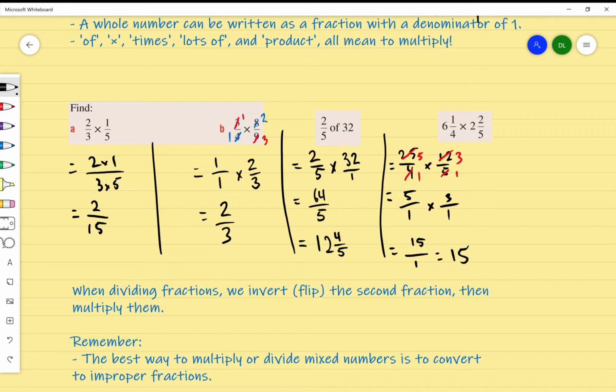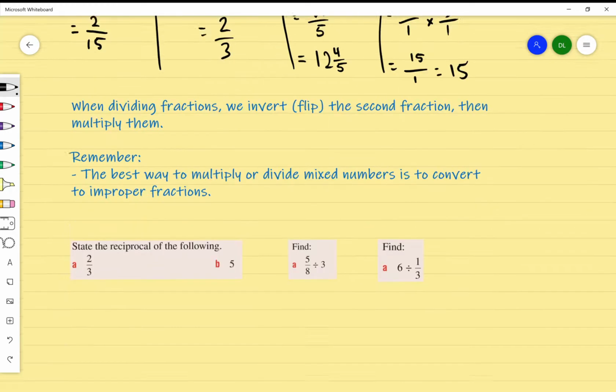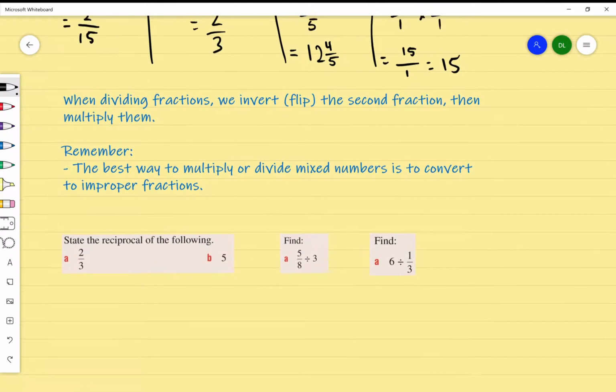Okay. Now, dividing fractions is actually quite similar, right? The only thing different is that we're going to invert or flip the second fraction and then multiply them, okay? Now, the best way to multiply or divide mixed numbers is to convert to improper fractions, all right? So I'm going to go ahead and find the reciprocal. Now, reciprocal is what I was talking about earlier over here. It's inverting or flipping the fraction, okay? So if I've got 2 over 3, I know that the reciprocal is going to be 3 over 2. That's it. I just flip these numbers over here.